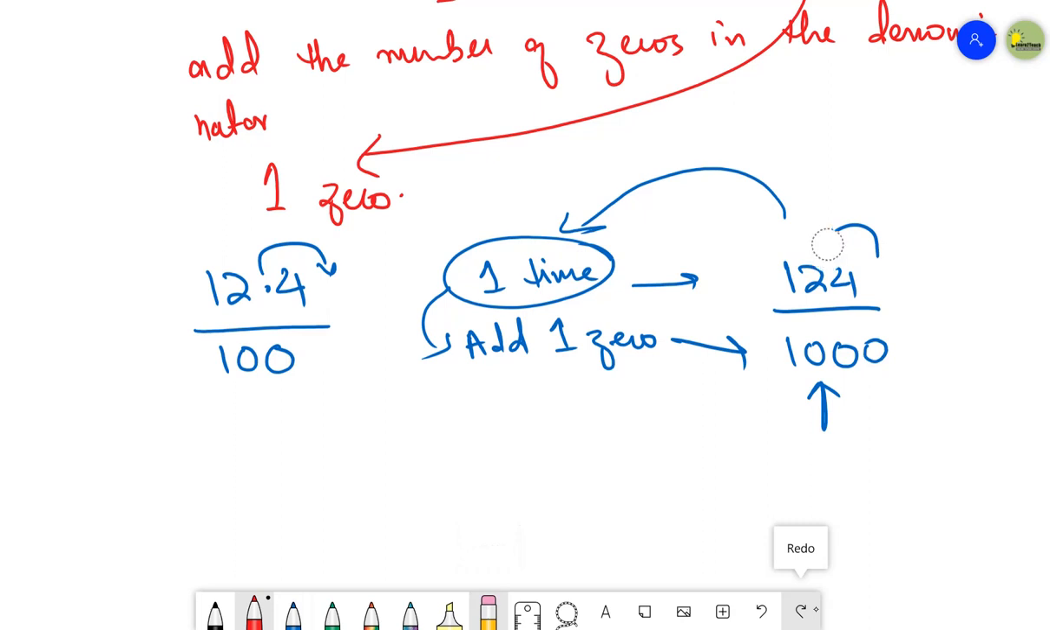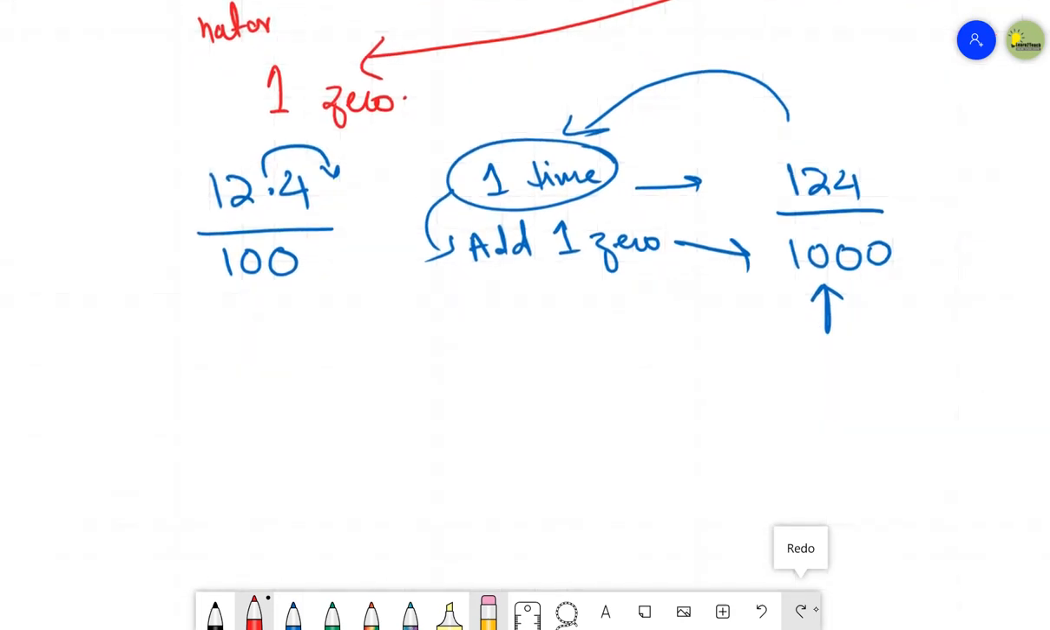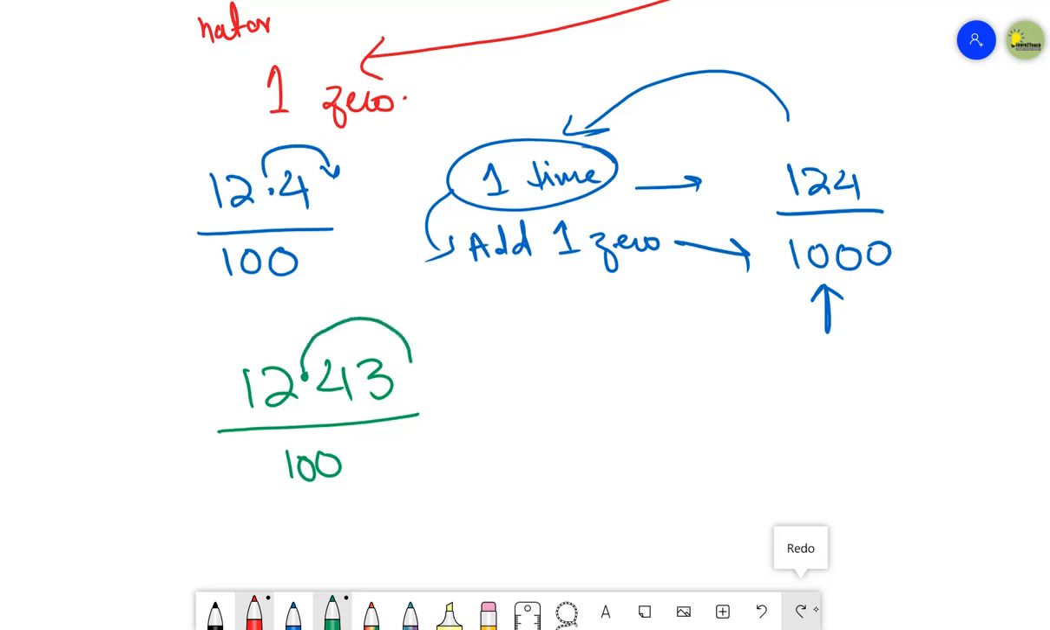Now keep in mind, let's suppose if I have a number that is 1.243. I'm just taking an example and our decimal point is over here. So the first step will be divided by 100, and in the next step what you have to do, just shift this decimal two times in order to make it an integer. You have to make the numerator an integer. So in order to do this, you have to shift the decimal point to the end of the number. So how many times you are supposed to shift the decimal? You have to shift it two times.